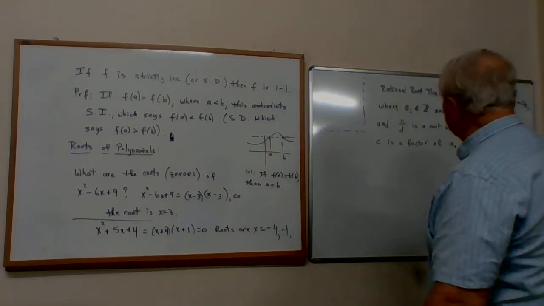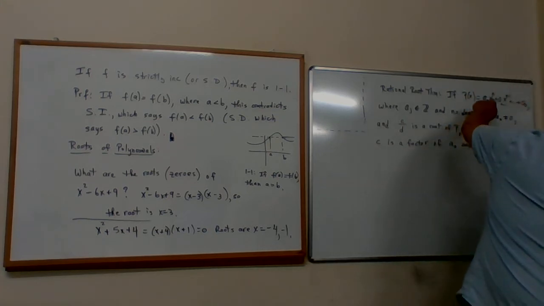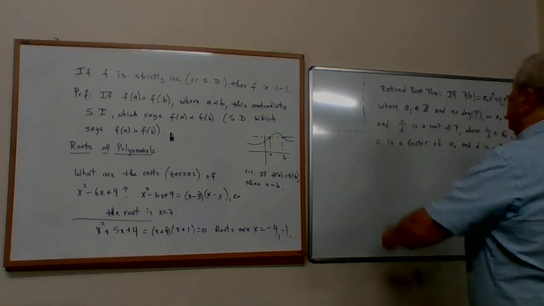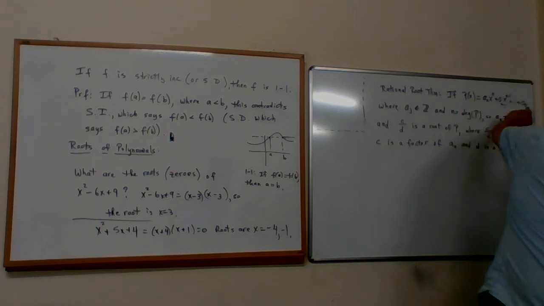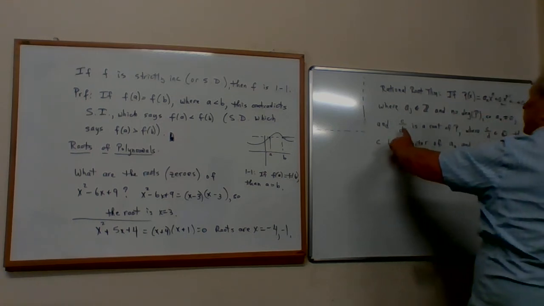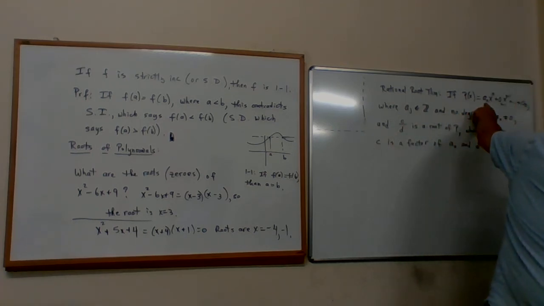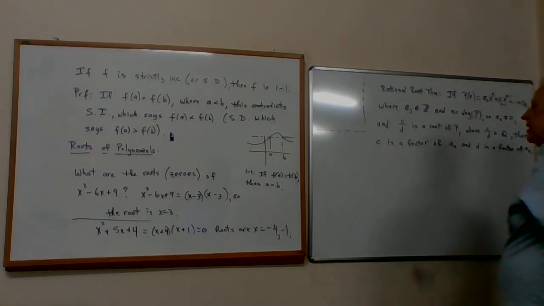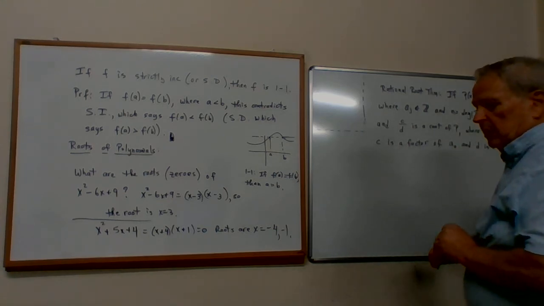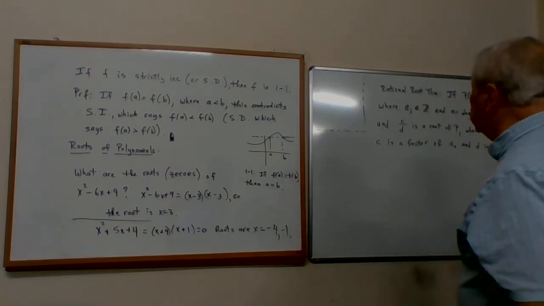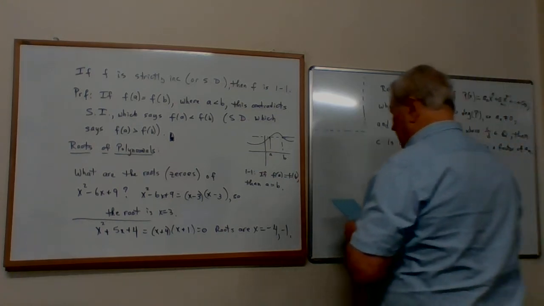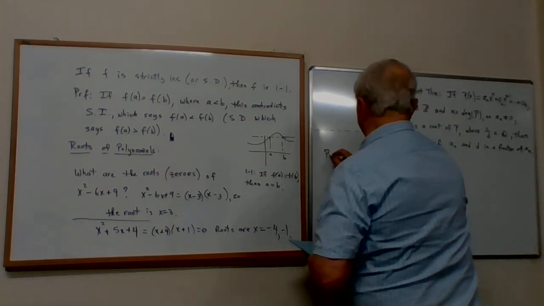So if C over D makes this polynomial 0, then the numerator is a factor of the constant, and the denominator is a factor of the leading coefficient. That's what we want to prove. And believe it or not, it isn't too hard to prove. So, proof.